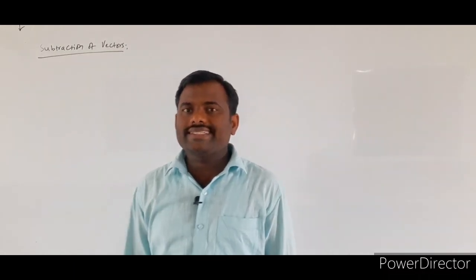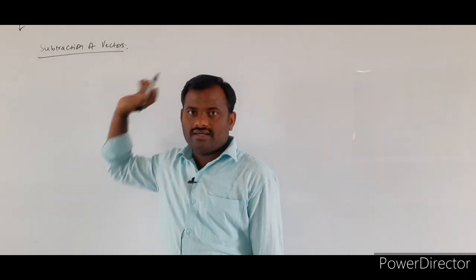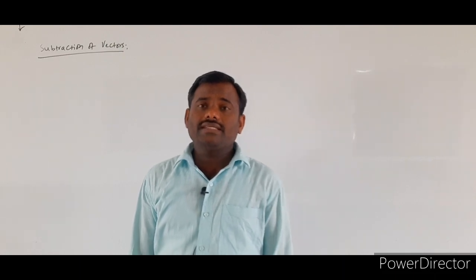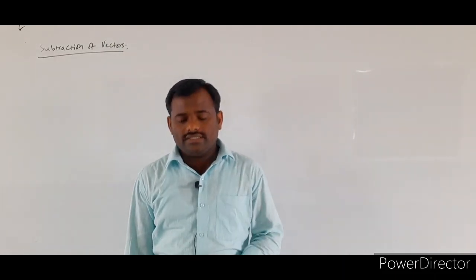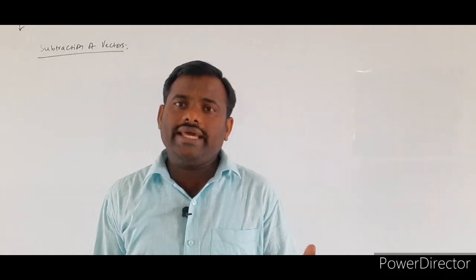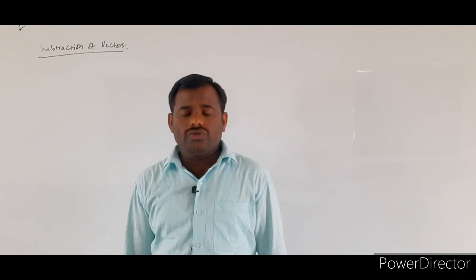Today we are going to discuss the topic of subtraction of vectors. In the previous lecture we discussed addition of vectors. To add any two vector quantities, yesterday we discussed, three rules are there. What are the three rules?